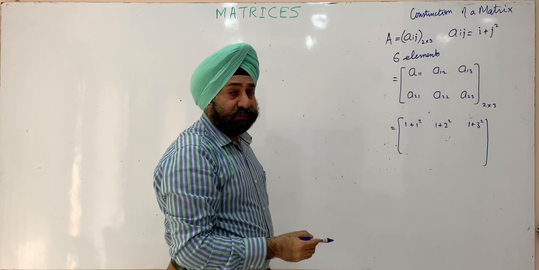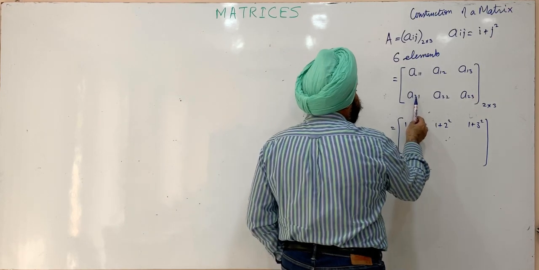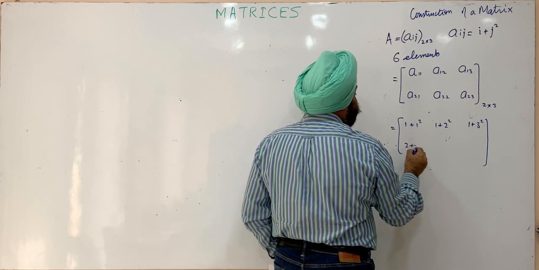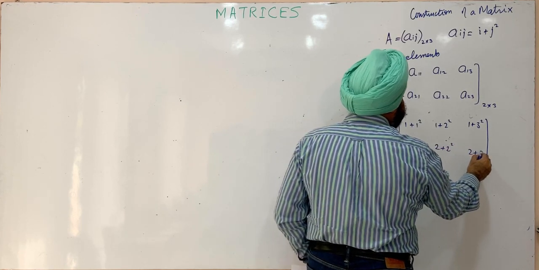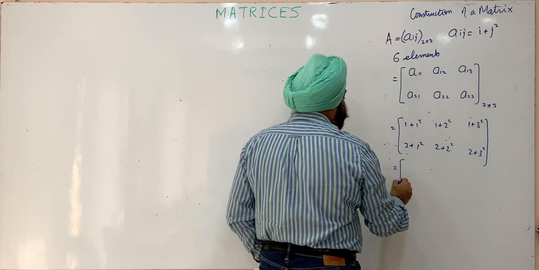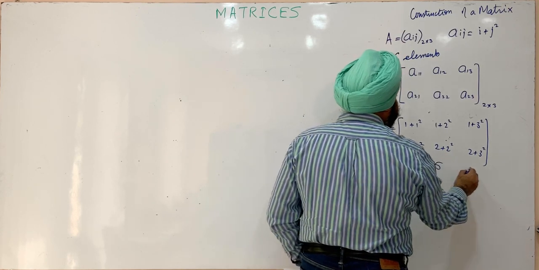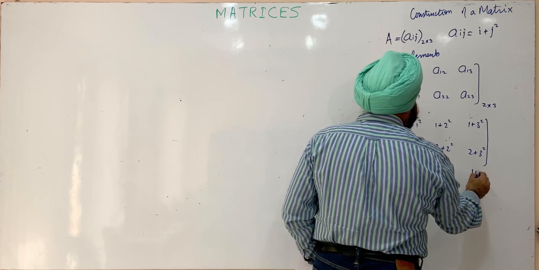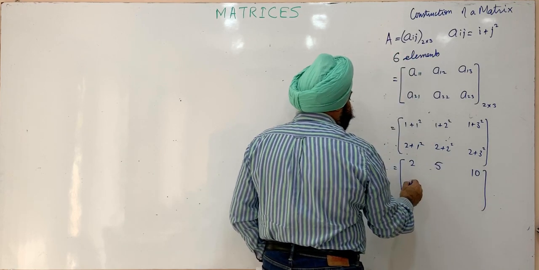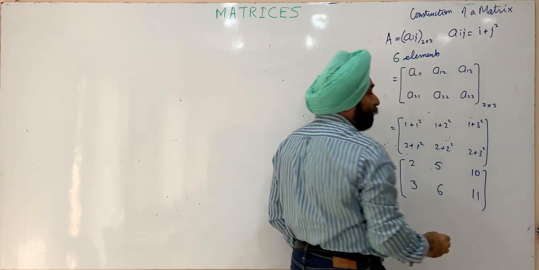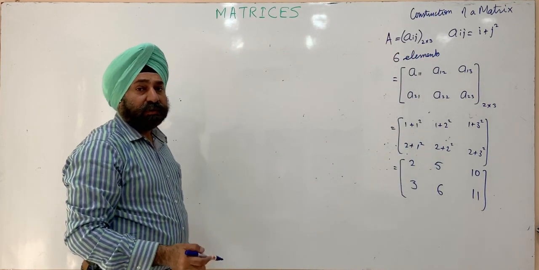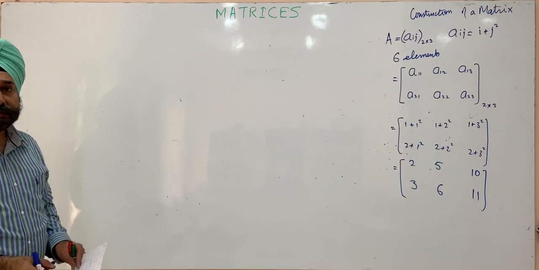And for the elements of the second row, i is 2. So (2 plus 1) square, (2 plus 2) square, (2 plus 3) square. And this is 4, 9, 16 in the first row, and 9, 16, 25 in the second. This is how we solve questions on construction of a matrix.